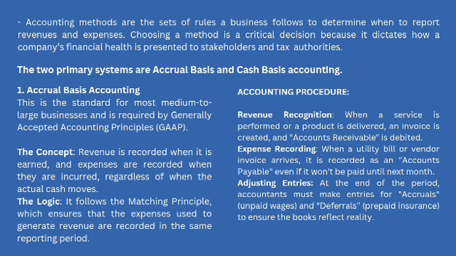Accounting procedure. Revenue recognition: when a service is performed or a product is delivered, an invoice is created, and accounts receivable is debited. Expense recording: when a utility bill or vendor invoice arrives, it is recorded as an accounts payable even if it won't be paid until next month. Adjusting entries: at the end of the period, accountants must make entries for accruals, unpaid wages, and deferrals, prepaid insurance, to ensure the books reflect reality.